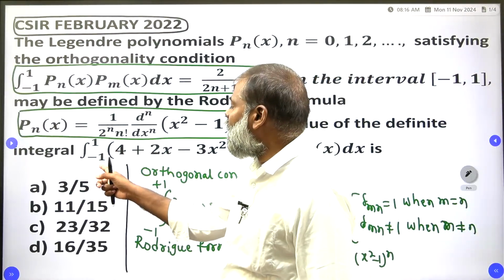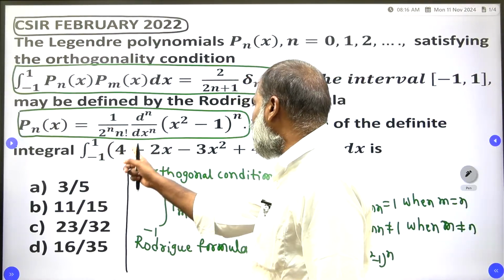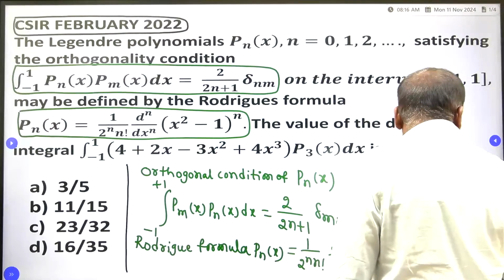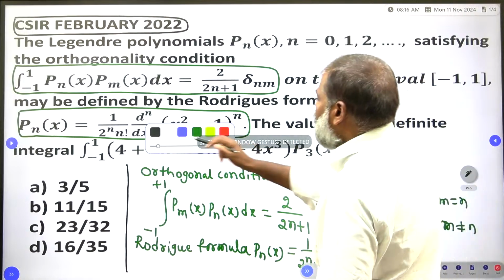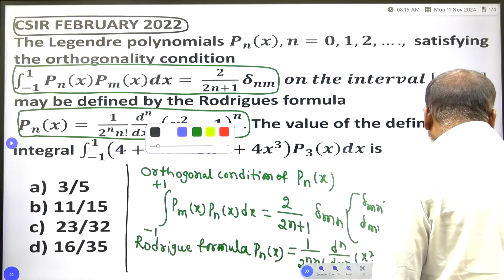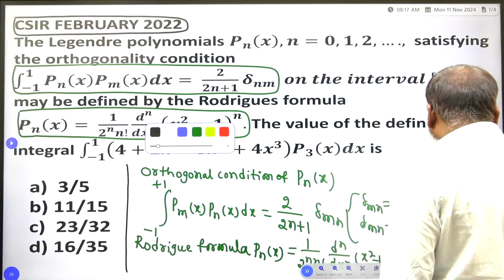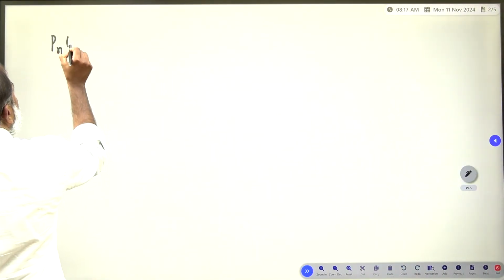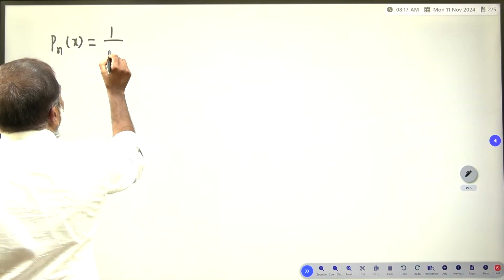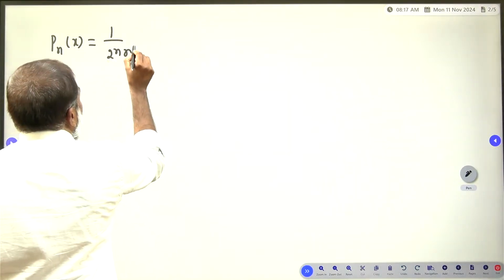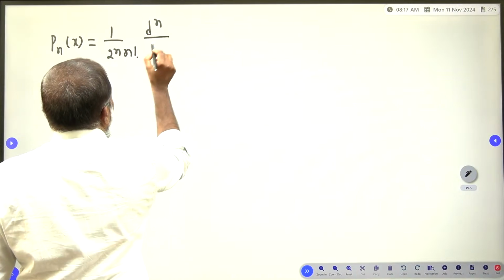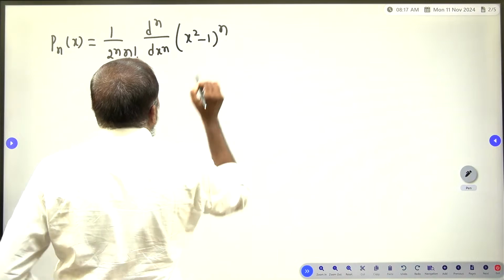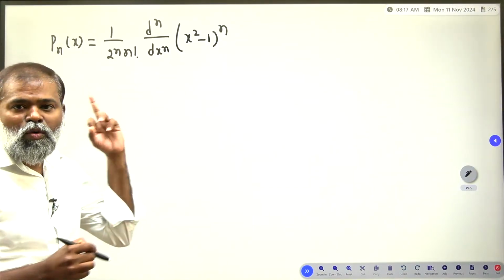What is that integral? Integral from minus 1 to plus 1 of 4 plus 2x minus 3x square plus 4x cube, P3 of x into dx is equal to how much they are asking. This is very, very important. Clear? First you have to see, based on this Rodrigues formula, Pn of x is equal to 1 by 2 to the power of n factorial, d to the power of n by dx to the power of n, of x square minus 1 whole to the power of n.